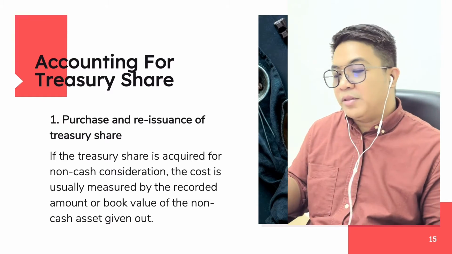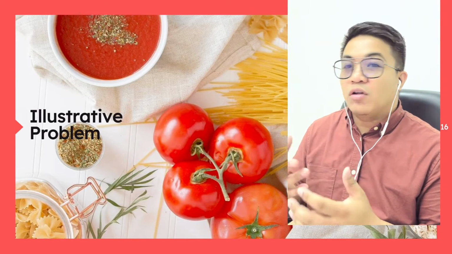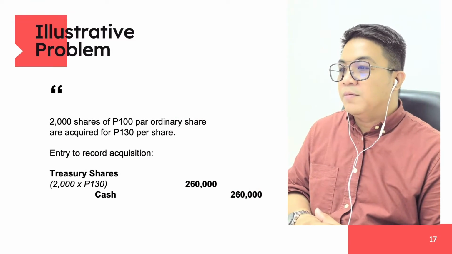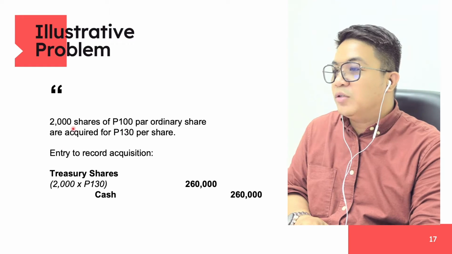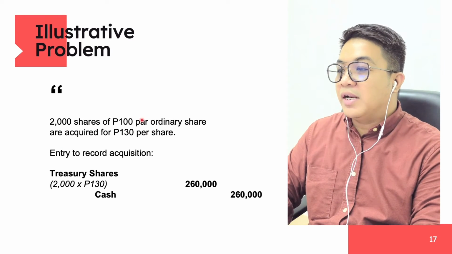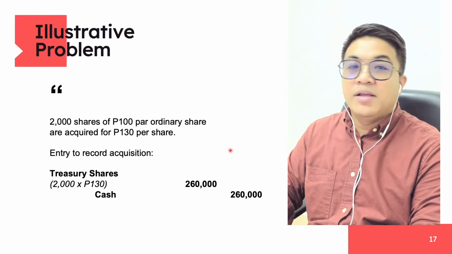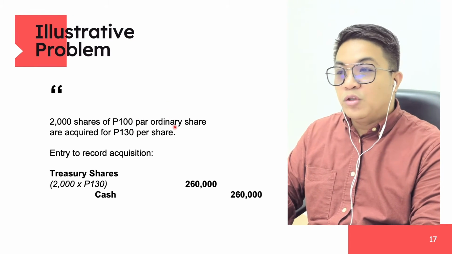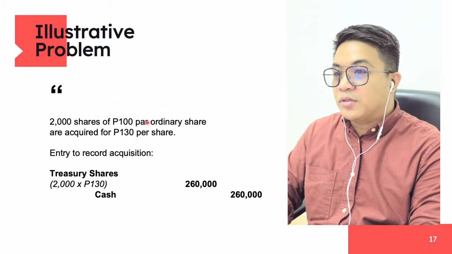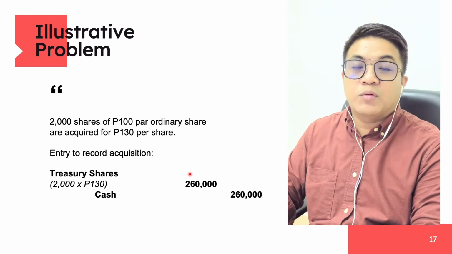Okay? So, to illustrate this concept, we need some sort of illustrative problem to understand this treasury share. So we have here 2,000 shares of 100 peso par ordinary share are acquired for 130 per share. So doon pala makikita mo there's a difference na 30 pesos. So let's see what would be the entry to record our acquisition.